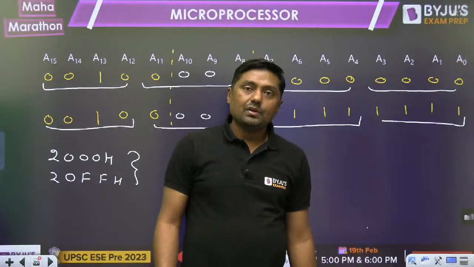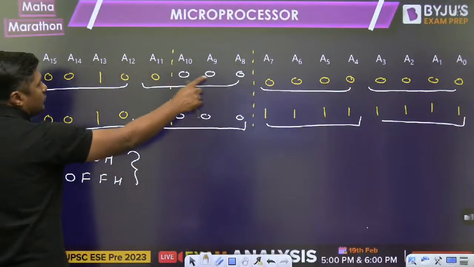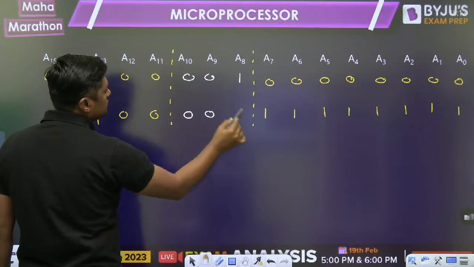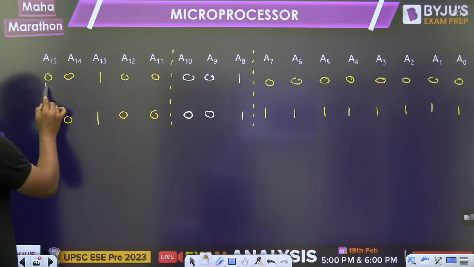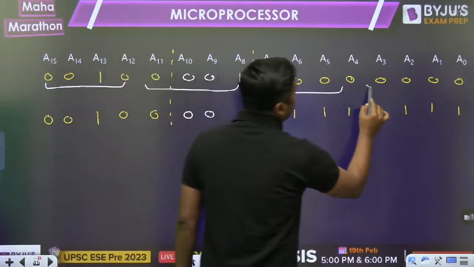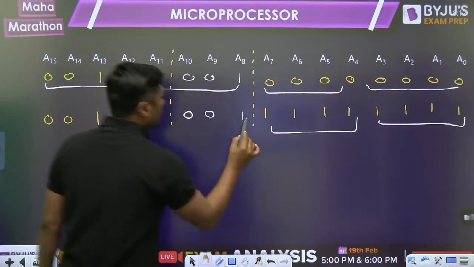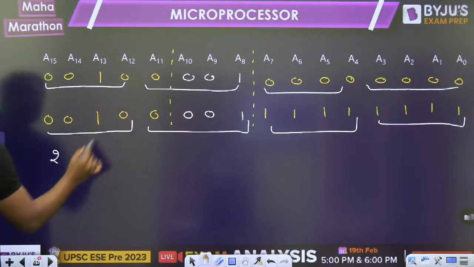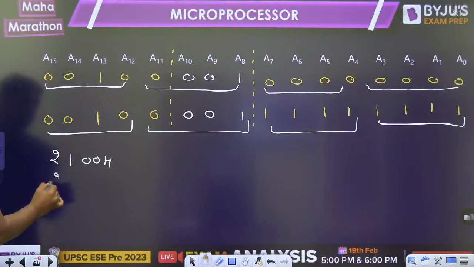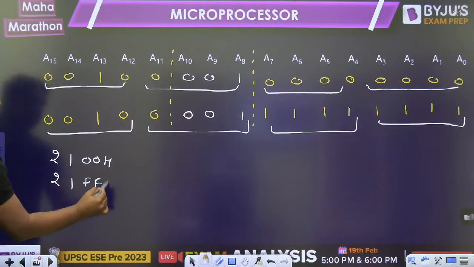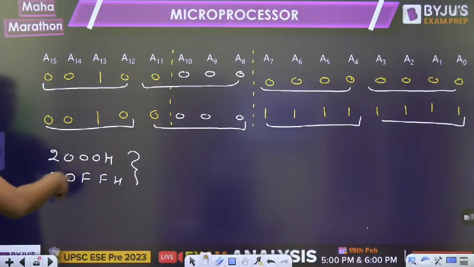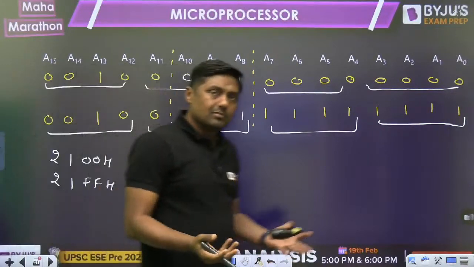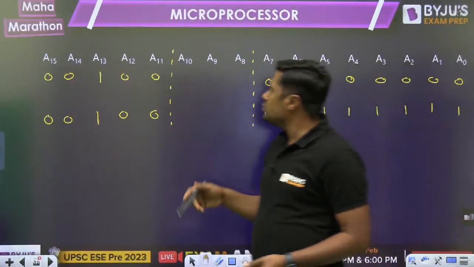But you can also choose 001. Initially I am choosing 000, and in the second case you can choose 001. Now when I am choosing 001, the address will become, make the pair of 4, 2100H to 21FFH. What was the first range? 2000H to 20FFH. Now the second becomes 2100H to 21FFH. But the memory is the same.